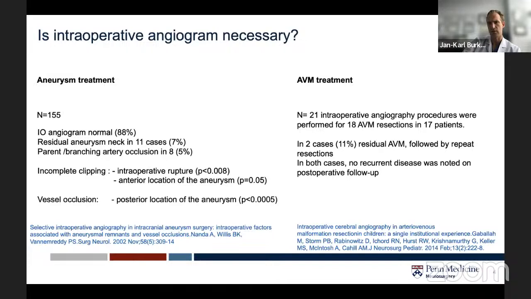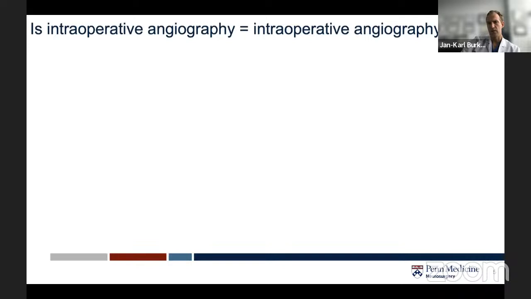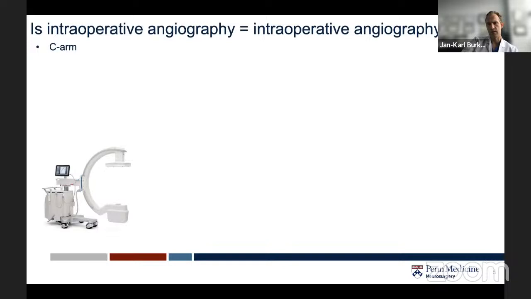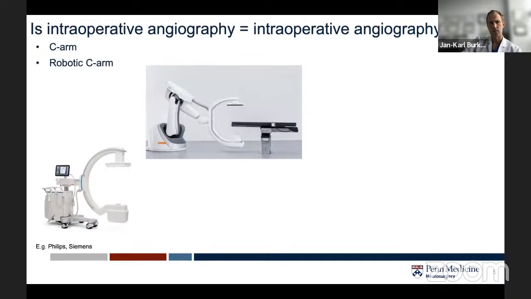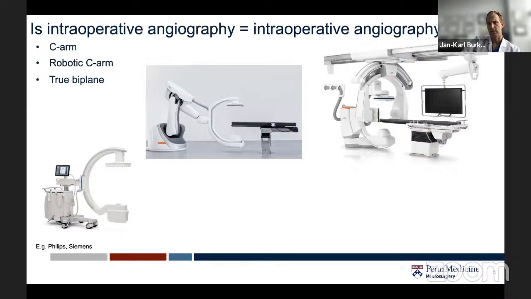But is intraoperative angiogram equals intraoperative angiogram? They're different systems. The simplest way to do an intraoperative angiogram is with a mobile C-arm. Or you can have a more fixed system, for example, a robotic arm or a true biplane. And the more advanced the technology and the larger your system, the more you can do with it.